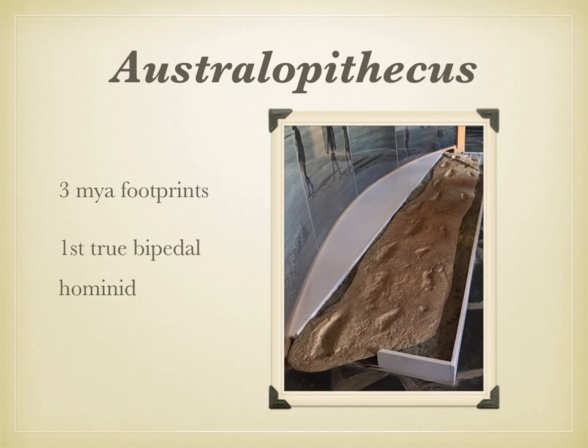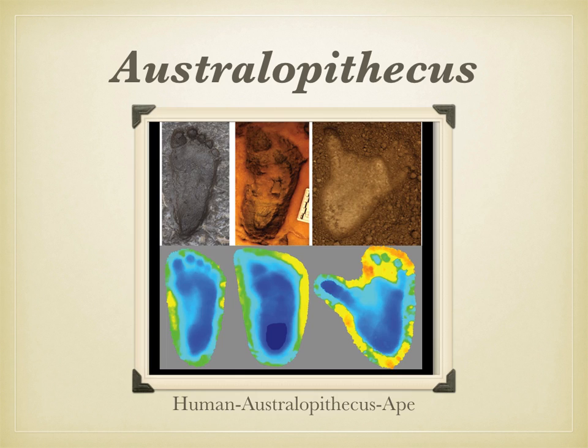In addition to bones, we also have fossilized footprints from 3 million years ago found in Laetoli. This indicates that Australopithecus was probably the first true bipedal hominid. A side-by-side comparison of modern human footprints, our fossilized Australopithecus afarensis footprints, and ape footprints indicates the importance of the foot morphology and the ability to walk upright. The forward-facing toe is crucial.